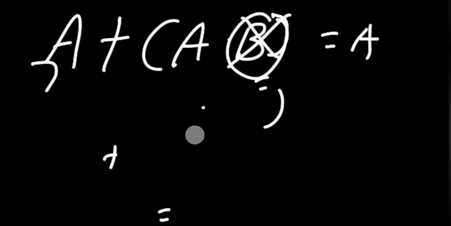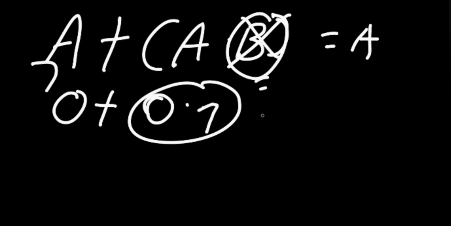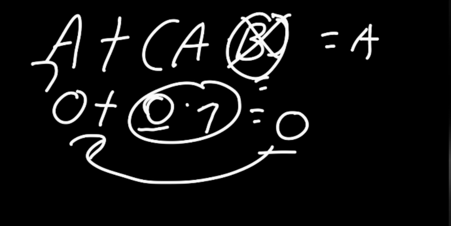The value all depends on the output, all depends on the A. If A was 0, for example, 0 plus 0 dot, let's say B was 1. It doesn't matter, as in an AND gate the answer would always be 0 if there was even a single 0. The answer would be 0, which is the same as the value of A.